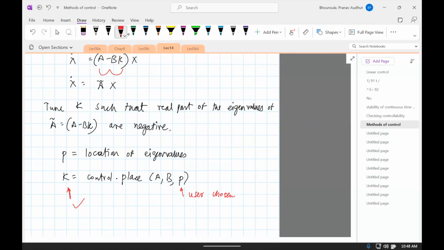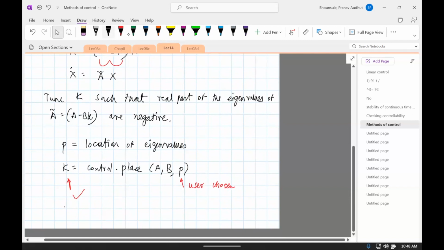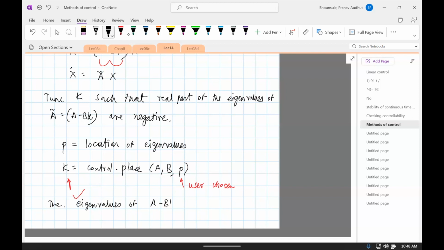So once you do that, you can check the eigenvalues. The eigenvalues of A minus BK are located at P, which is again something you choose.